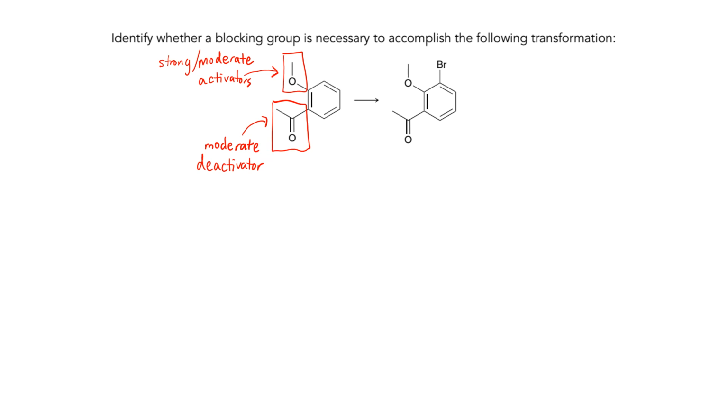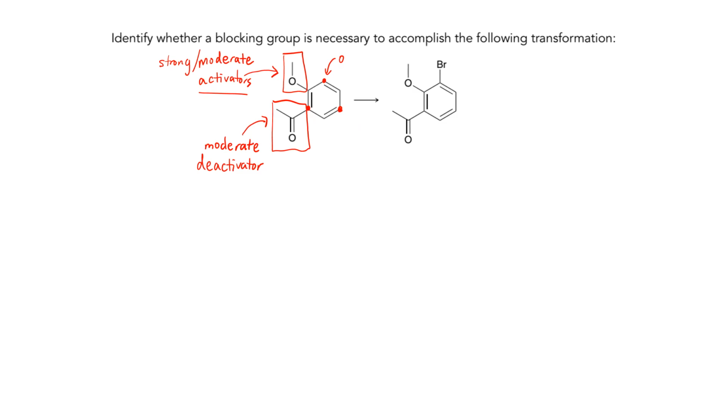Okay? But we just said that the activators always win, right? So if the activators always win, we need to base our directing effect on the activator. According to this activator, the ortho positions are right over here, and the para positions right over there. And we need the Br at this ortho position.